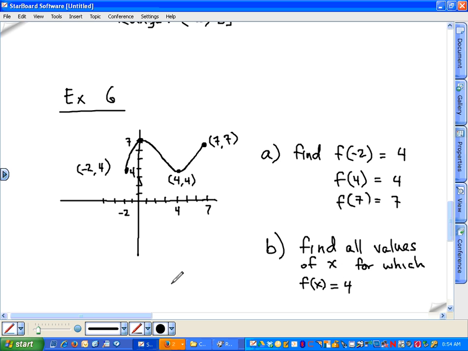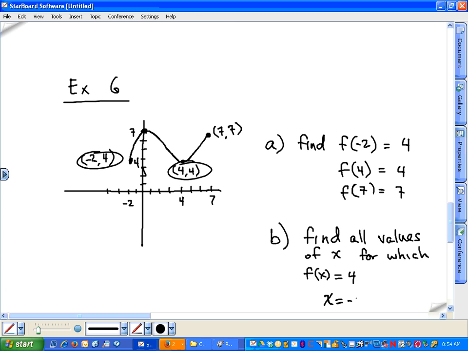So looking at the graph, what are all the points on the graph that have y values of 4? Here's one right here that has a y value of 4, and here's one right here that has a y value of 4, and all the question is asking for are the x values of those corresponding points. So which x values have f of x equal to 4? X equals -2, and x equals positive 4.